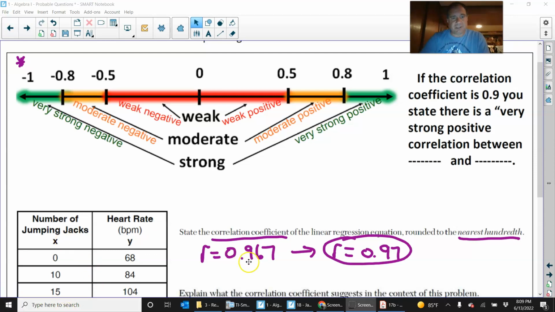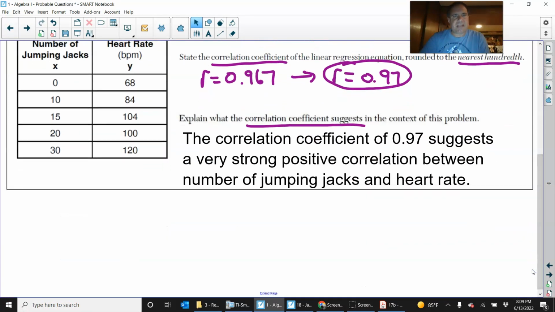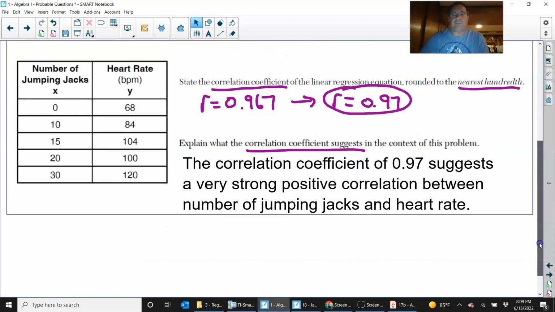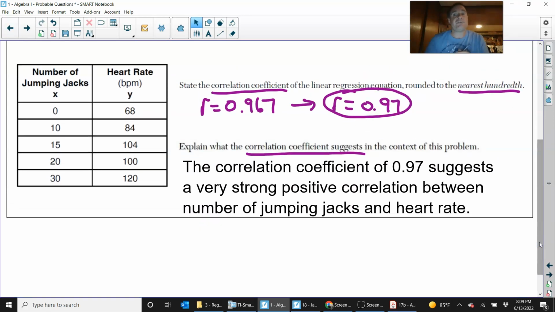So the next question says, explain what the correlation coefficient suggests in the context of this problem. So this is exactly what you put. The correlation coefficient of 0.97 suggests a very strong positive correlation between the number of jumping jacks and the heart rate. You realize that I'm getting these words, very strong positive, because it's close to 1. I use the word correlation right here, between the number of jumping jacks, this is where I'm getting it from, and heart rate. So I'm not making up the words, I'm using the words that they're providing in the question.